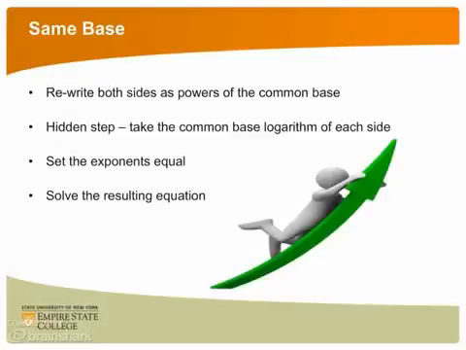Next, we do a hidden step. We take the common base logarithm of both sides of the equation. For example, if both sides of the equation could be expressed as powers of 2, the hidden step would be to take the base 2 logarithm of both sides. This results in setting the exponents from both sides of the equation equal to each other. We finish by solving this equation. Let's look at an example.